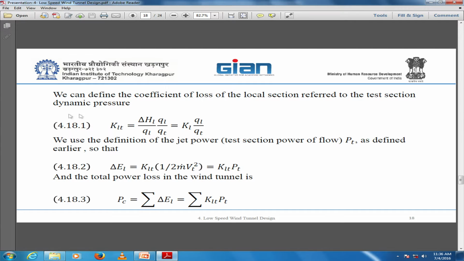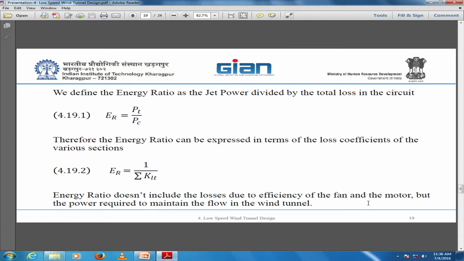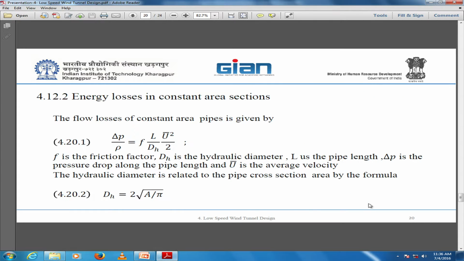If you divide the pressure loss by density, you get friction factor times L over D_h, times U average squared, U mean squared, divided by 2.